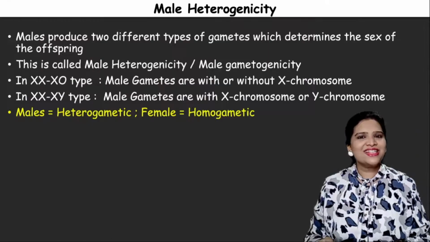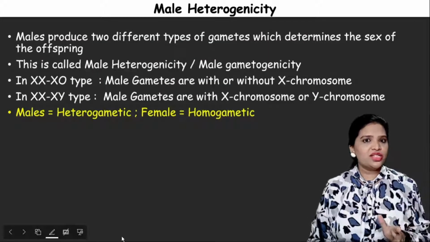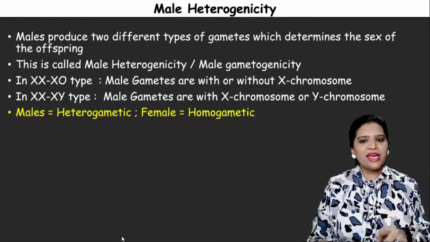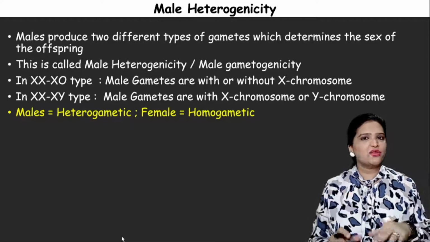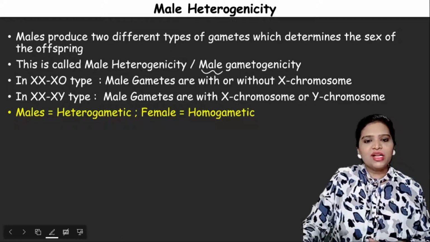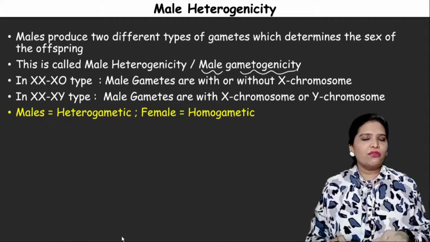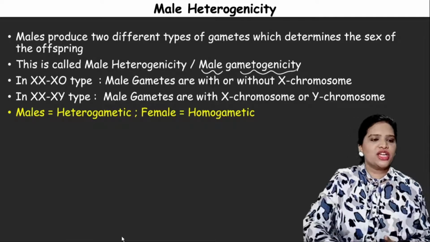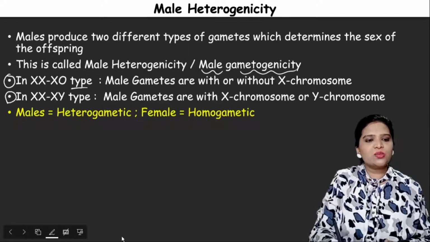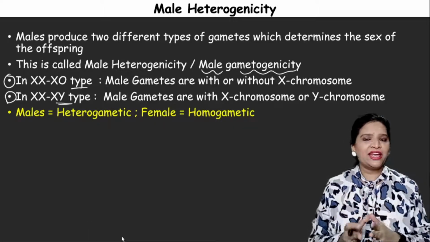Okay, so this is called male heterogamety. So what is male heterogamety? When the gametes produced by the males are of two types, it determines the sex of the offsprings. This is called male heterogamety, or in other words, male digamety. See, we have seen so far two types of sex determination, XX, X0 type and also XX, XY type of sex determination. These two are examples of male heterogamety.